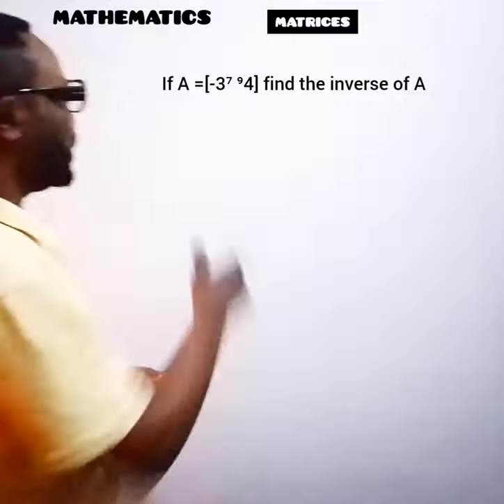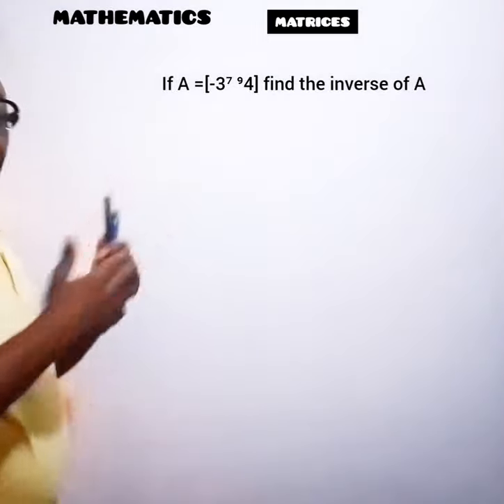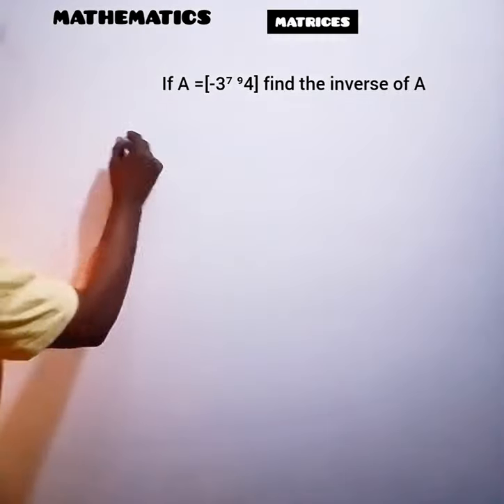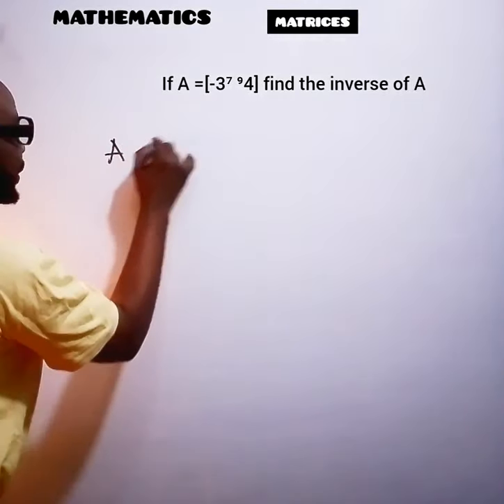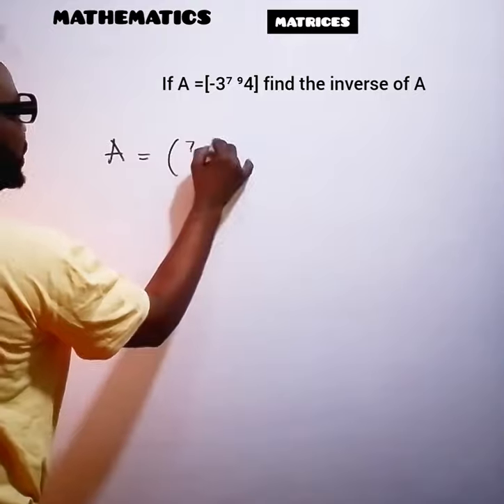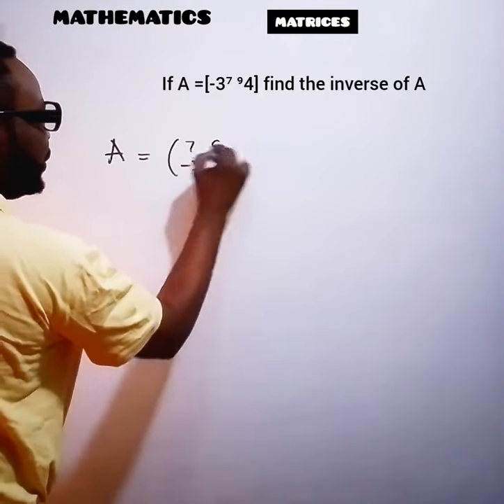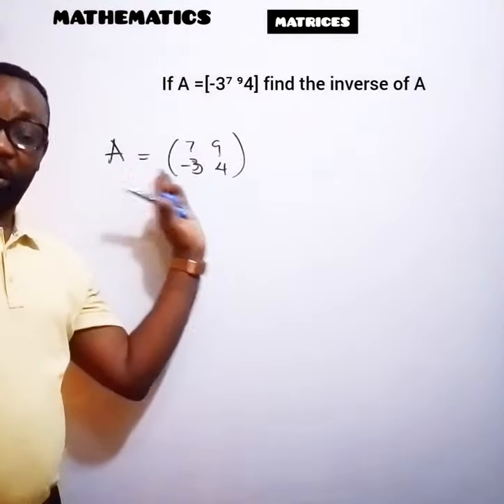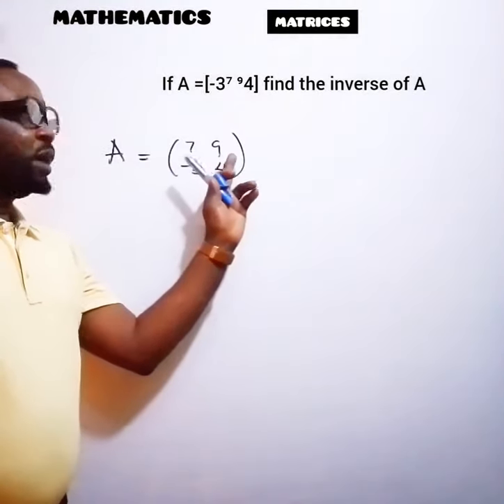We have this question here which is on matrix. We are asked to find the inverse of this matrix we have here. We call it A: 7, 9, minus 3, 4. This is the matrix we are asked to find its inverse.